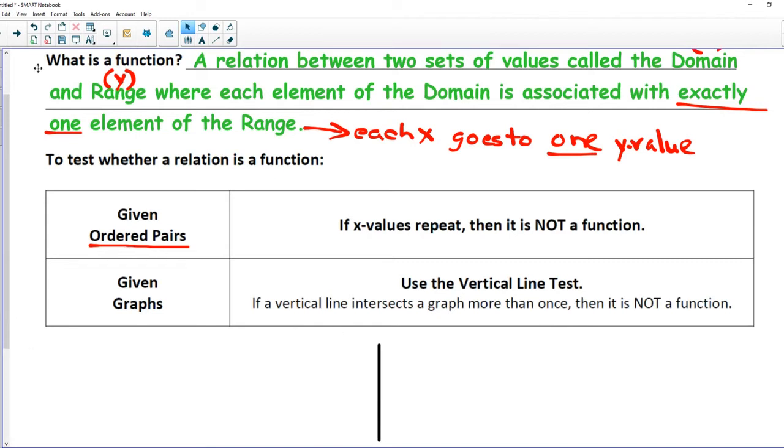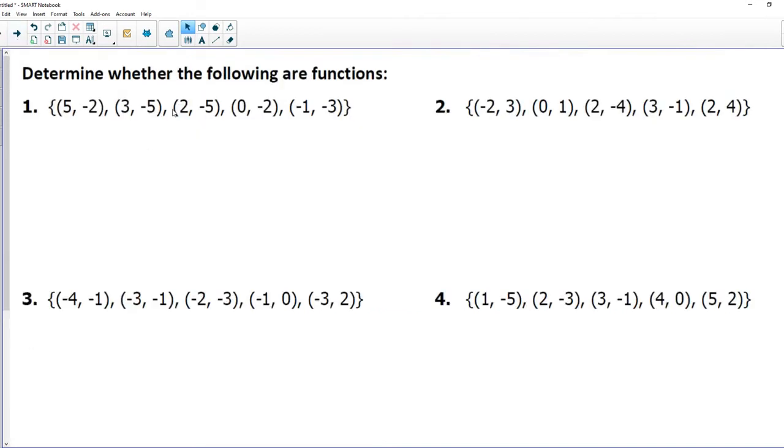All right, let's see a couple examples. So determine whether the following are functions. So here, these are a set of ordered pairs. So if you remember, I'll underline in red all the x values, right? And then in green, I'll underline all the y values. So we're looking to see that each x value goes to one y value.